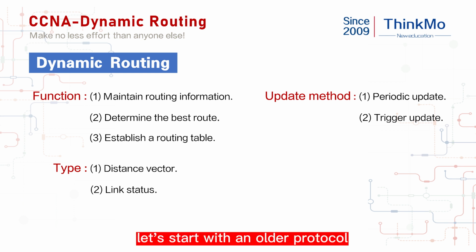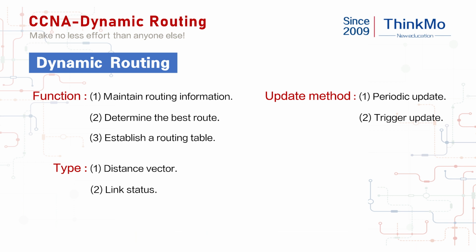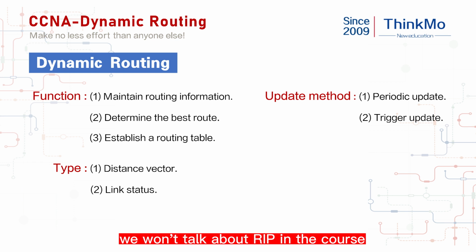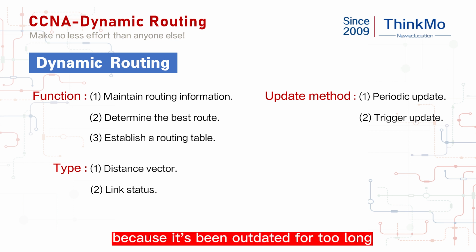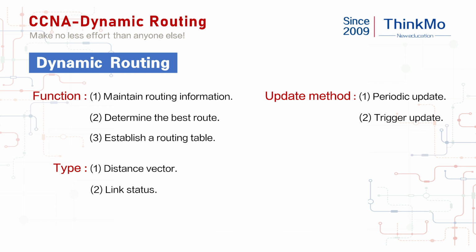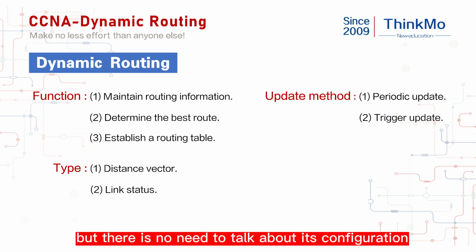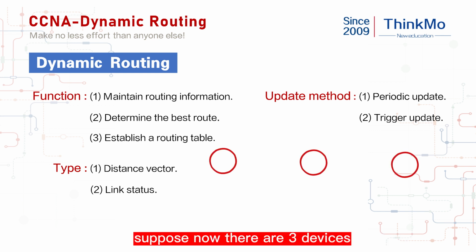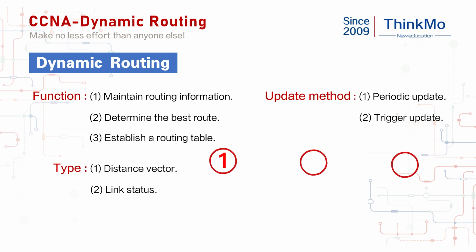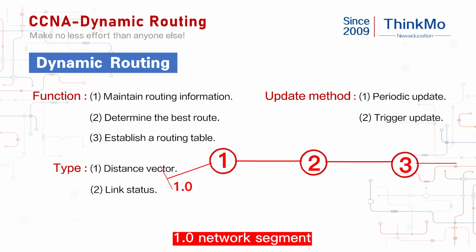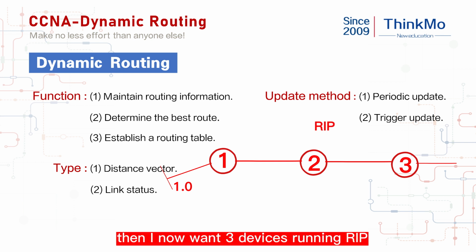Let's start with an older protocol called RIP. We won't talk about RIP in the course because it's been outdated for too long. We can simply mention it, but there is no need to talk about its configuration. Suppose now there are 3 devices: this is 1, this is 2, this is 3, connected with each other. Let's say there is a 1.0 network segment here. Now I want the 3 devices to run RIP. First of all, you need to know it is a dynamic routing protocol.